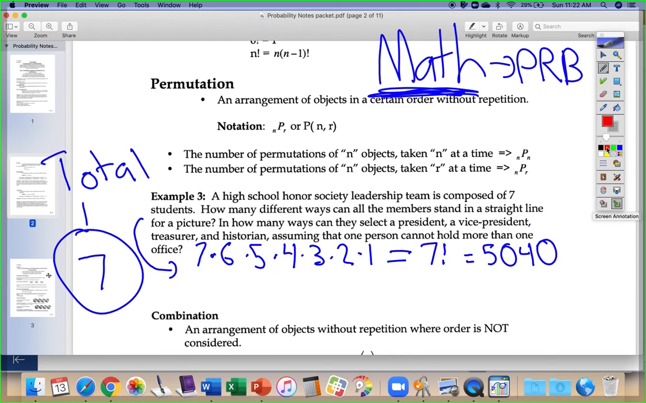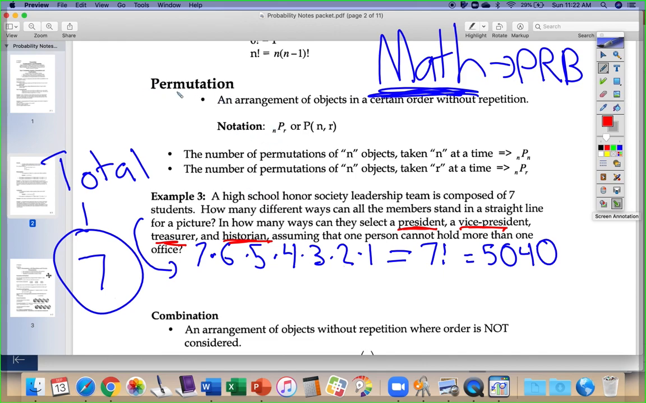So there's a follow-up question to this. We're not picking one at a time anymore. We're going to now put them in roles. So we're going to have a president, a vice president, a treasurer, and a historian. So how many roles are there? There are 4 different roles.